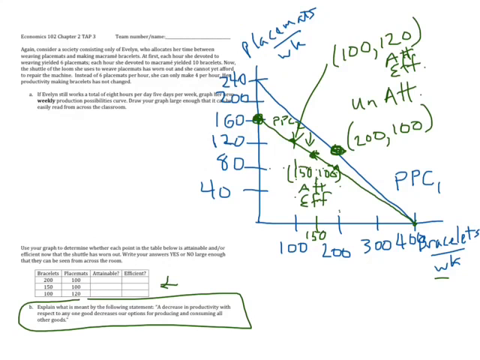Decrease in productivity with respect to any one good decreases our option for producing and consuming all other goods. So we see that the whole curve has shifted in, even though it's only placemat productivity that's changed. Only this point where we're not producing any placemats is unaffected. And that's simply because now it takes more resources to make any quantity of placemats, and that leaves fewer resources to make bracelets. So even though bracelet productivity was unaffected, our drop in placemat productivity affected our ability to make bracelets.